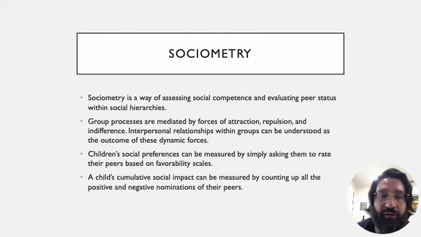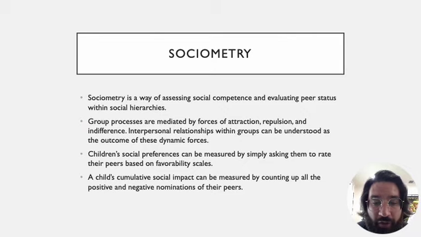So there's this field of study called sociometry. Sociometry is a way of assessing social competence and evaluating peer status within social hierarchies. Group processes are mediated by forces of attraction, repulsion, and indifference. Interpersonal relationships within groups can be understood as the outcome of these dynamic forces. So who we're attracted to, and I don't mean just physically or sexually, just people that we're drawn to, that we're interested in, that we like and that we dislike, the formations of groups are really mediated by these forces of who we're drawn to, who we're repulsed by, who we dislike.